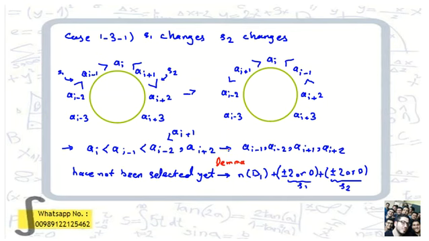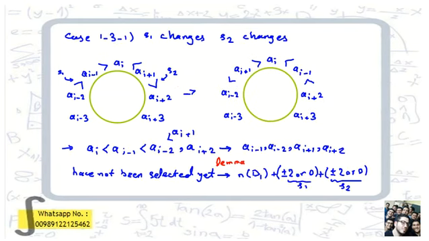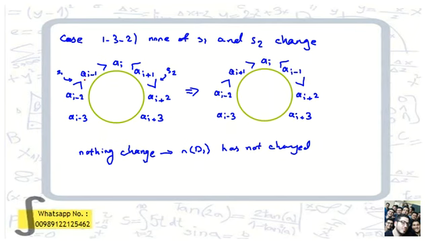Now let's consider case 1.3.2 when none of them change. Here we have S1 like this as we had here, S1 doesn't change, S2 doesn't change. So let's consider this case. Since nothing changed, we can say n of d1 has not changed, because n of d1 would change when at least one sign changed. And also we've seen that Ai was not also a desired element.